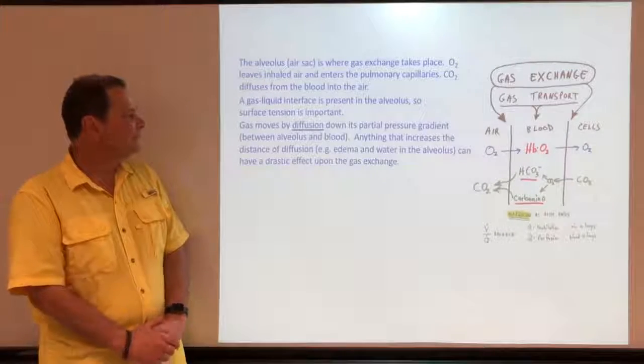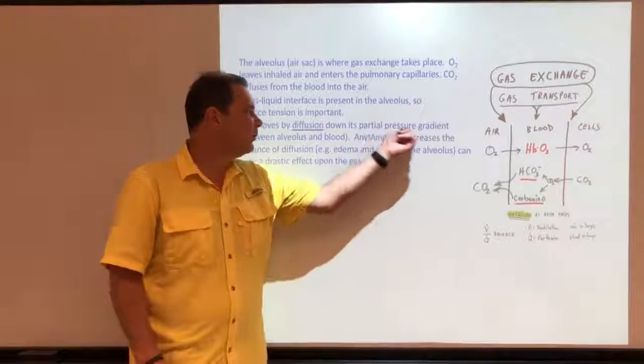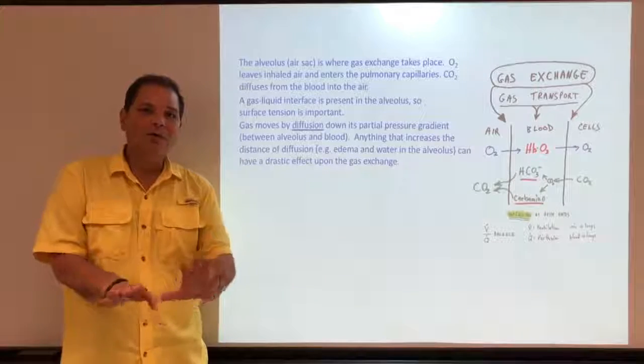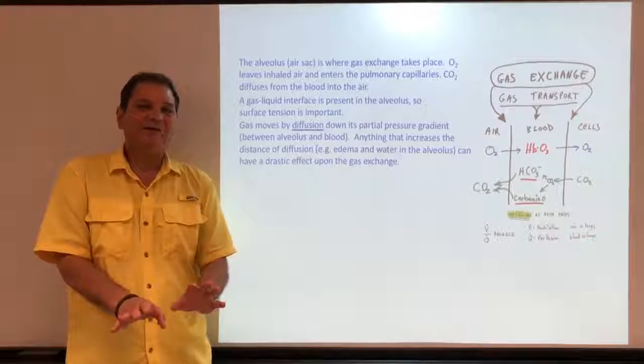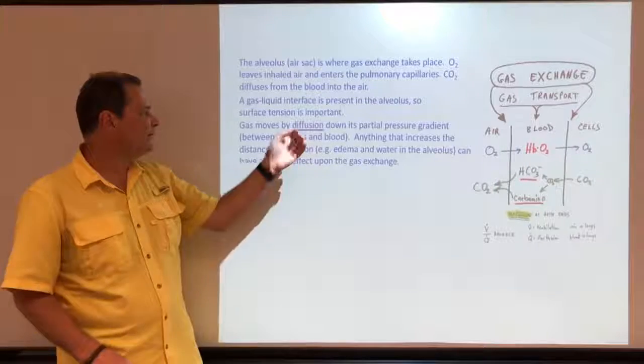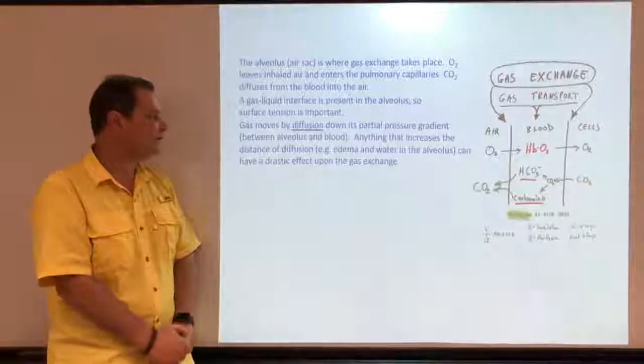Gas moves by diffusion down its partial pressure gradient. So this term partial pressure is something that we'll talk a lot about later. For now, just figure that it's gas concentration and leave it at that, okay? So what we're really talking about is diffusion down a concentration gradient for the moment. That will suffice.